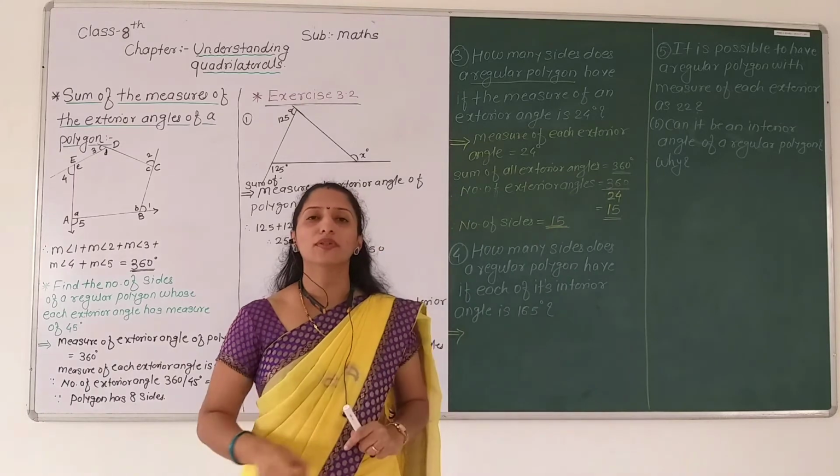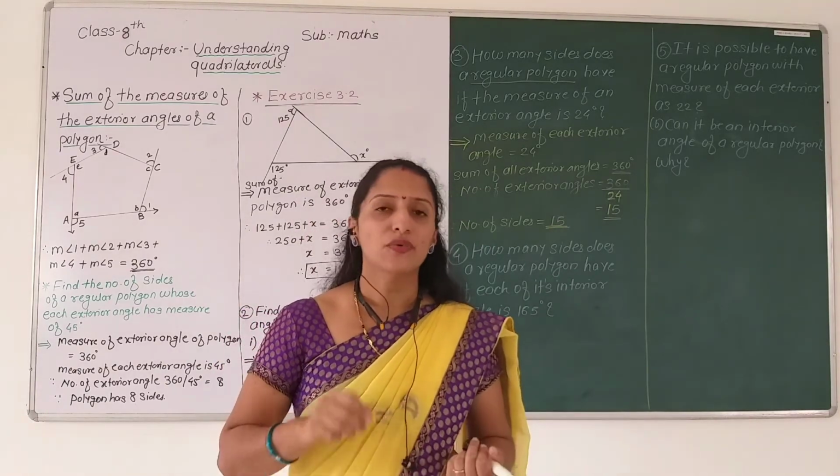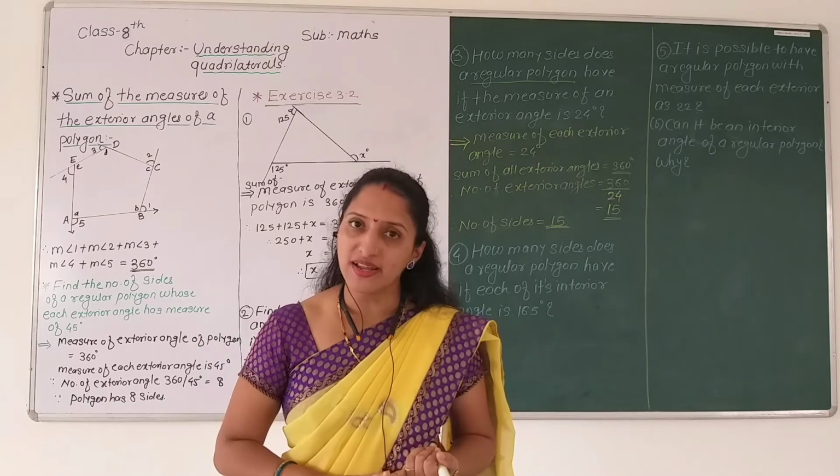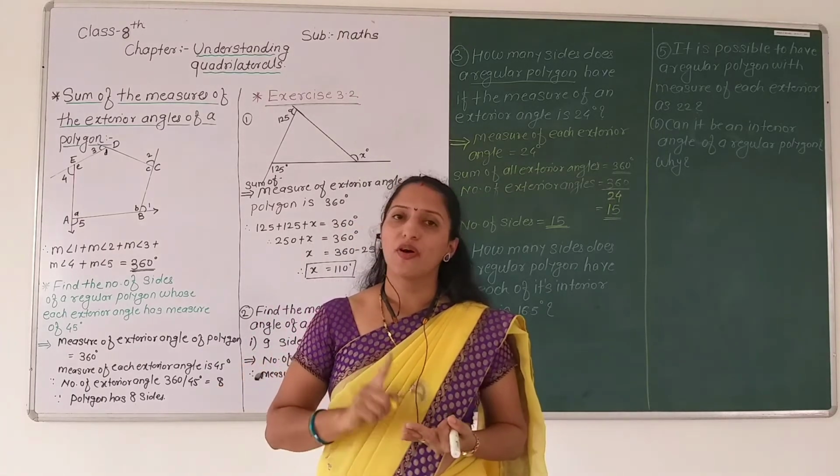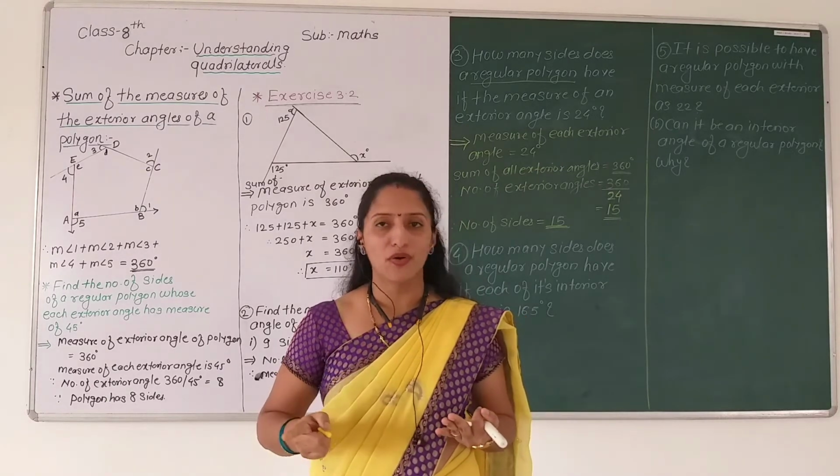So using only the sum of exterior angles, we can find the number of exterior angles, the number of interior angles, and also the number of sides of a regular polygon.